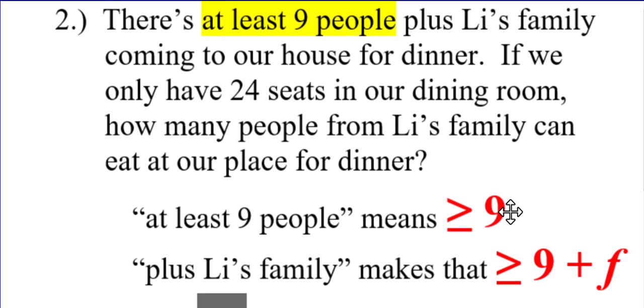If you write it on the left, you're doing it wrong. Now, this sentence was a little interesting because there was more. It said plus Lee's family. Well, it just so happens we are trying to find how many people are in Lee's family that can come to our place for dinner. So that's actually the unknown. You're probably not used to having the variable on the right, but that's just how this problem worked out.